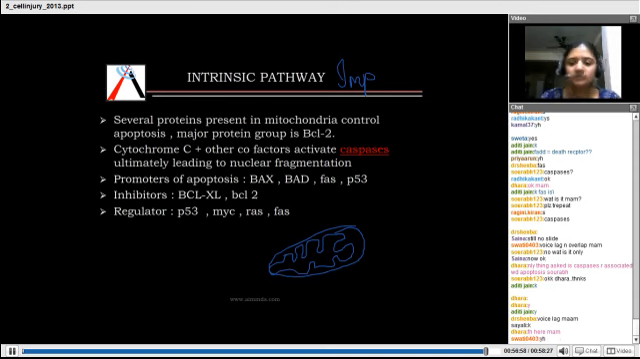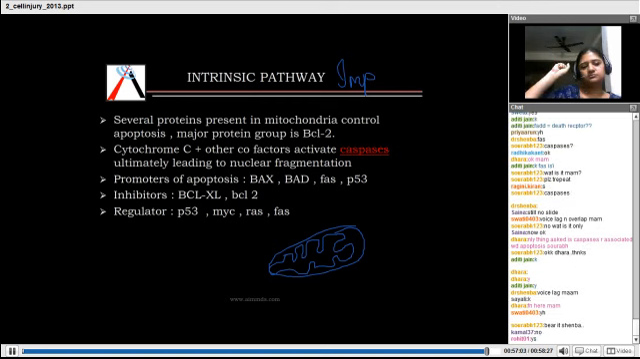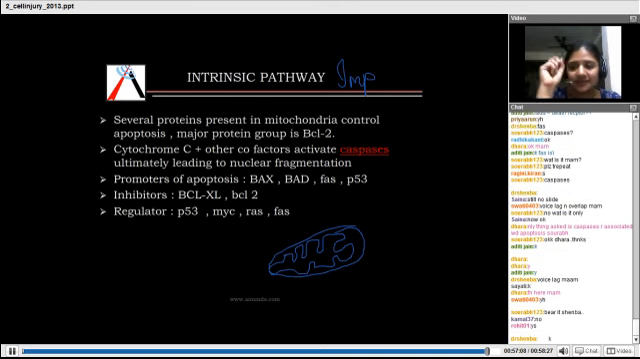Okay. What I was saying is there are several proteins which are present inside the mitochondria and they fall into separate groups. Some of them inhibit apoptosis while some of them promote apoptosis. So we have two groups. We have promoters, we have inhibitors, and all of these are present inside the mitochondria. Okay. Are you able to follow what are promoters and what are inhibitors?